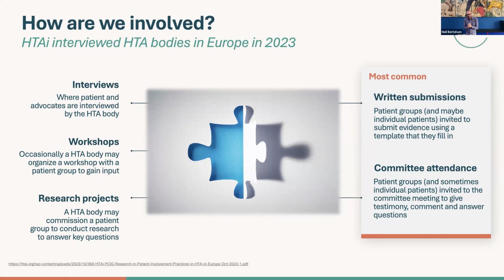I heard of one case where they were actually commissioning patient groups to do a piece of research to answer their questions. So they're going to a patient group and saying, can you do this research project for us, because we need answers to these 5 questions. But the most common way is the stuff on the right-hand side.